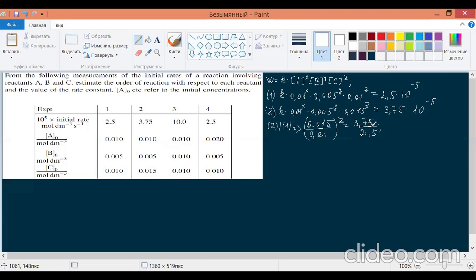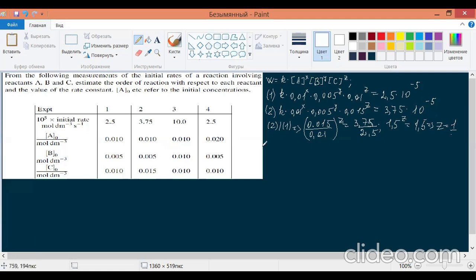So we got 1.5 here. 1.5 raised to z is equal to 3.75 over 2.5. That's it. This is 1.5, for that reason z is equal to 1. We have just estimated the order of reaction with respect to C.